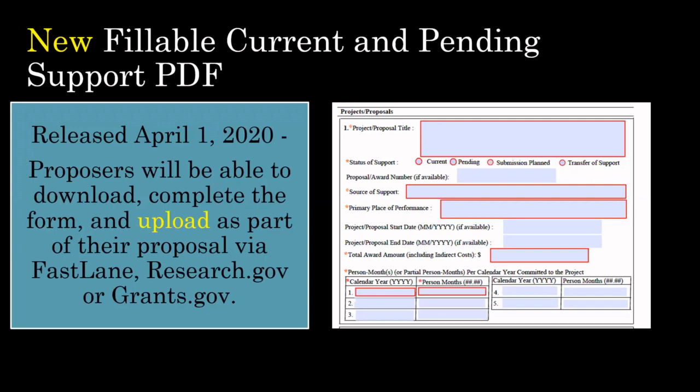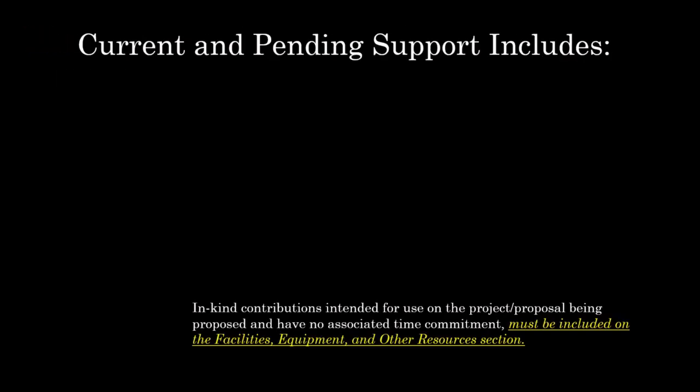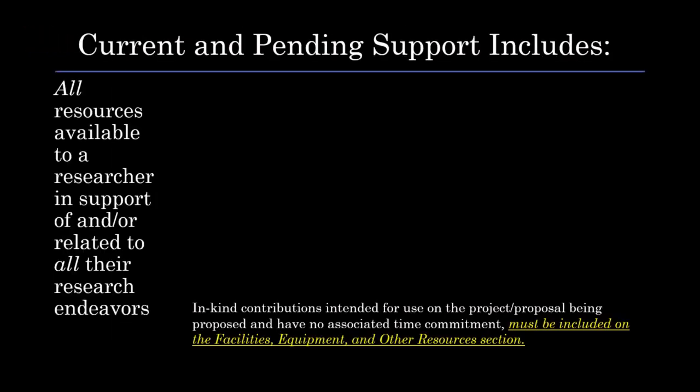Again, NSF released this information April 1st. This form will be required, one of two, SciENcv and this downloadable PDF. And this will be for submission via Fastlane, research.gov, or also grants.gov.